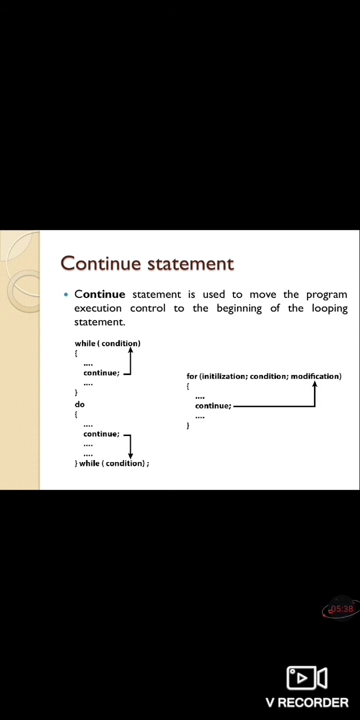Now in case of do while loop, when the continue statement is encountered within the do while block, the control of the execution directly jumps to the condition of the while. Now in case of for loop, when the continue statement is encountered, the control of the execution jumps to the modification part of the for loop.